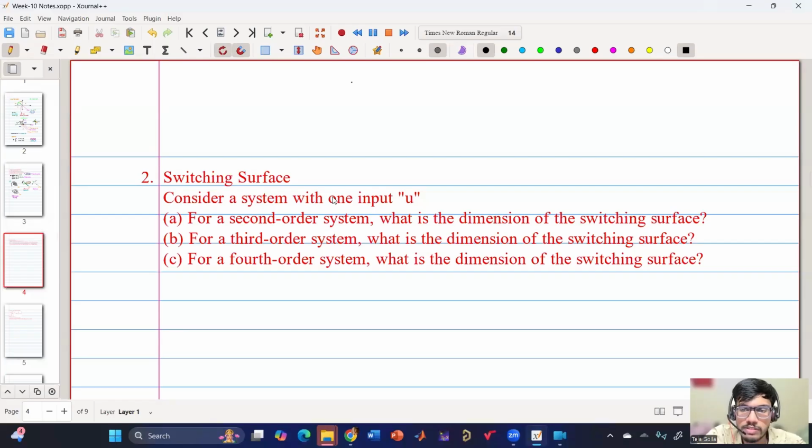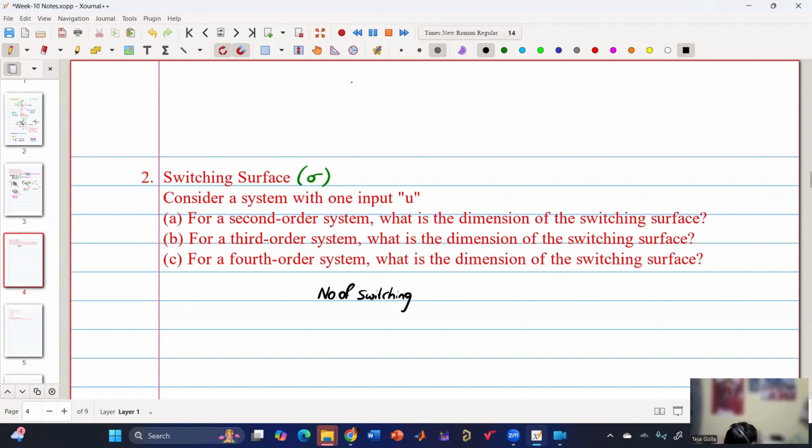Next question is about the switching surface, which we know as sigma. So sigma is a function of state variables, right? If we are considering an input u, so the input is 1. The number of switching surfaces is equal to the number of inputs. If we have one input, then we'll have one switching surface. Else we'll have more switching surfaces.